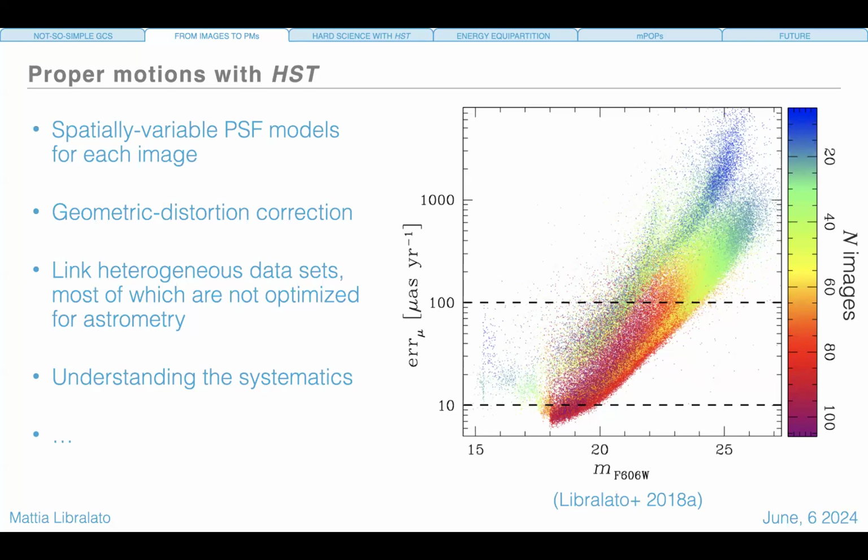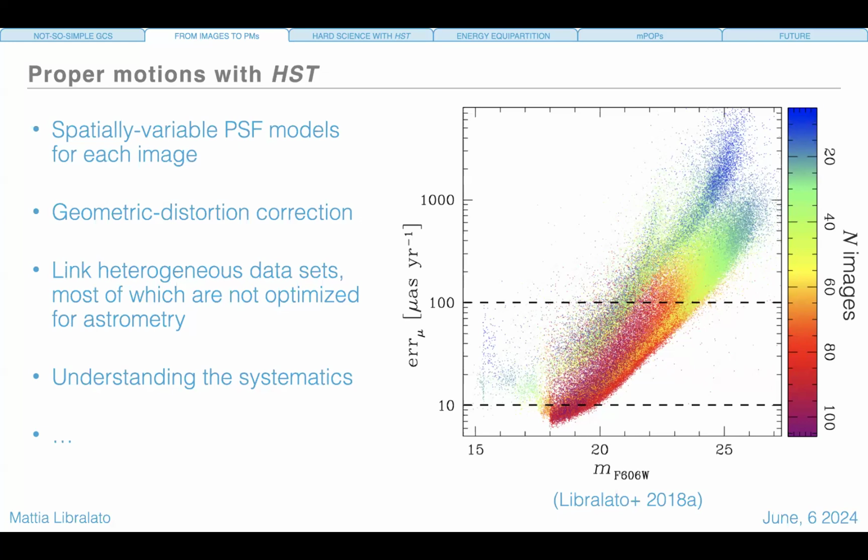So when you have to compute proper motion with HST data, the job makes you link heterogeneous data sets that were not even designed with astrometry in mind, for completely different scientific purposes, to get your homogeneous product, which is the proper motion catalog. And with heterogeneous, I mean data sets taken with the different cameras on board of HST, filters, exposure times, number of images at disposal, temporal baselines at disposal, orientations, and so on. So within the same field of view, it can be extremely complex to assess the quality of your data sets.